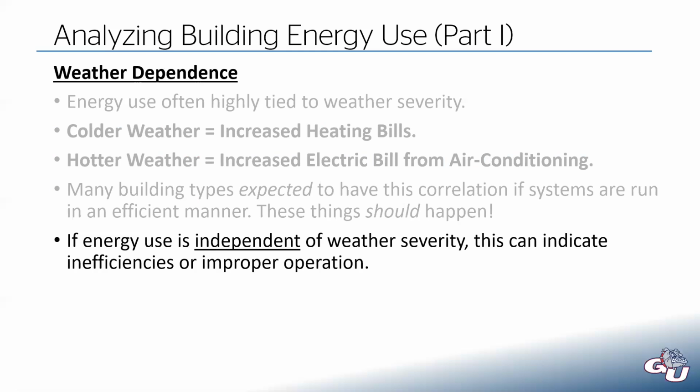If your electric bill is about the same every month of the year, that tells you they're probably not running things the way they should be, and they're probably wasting a lot of energy over that year. So that can tell you if they have inefficiencies or poor operation of equipment. And again, this is an easy thing to see, which I'll show you some graphs here in a moment that can illustrate this. So how do we measure the severity of the weather?